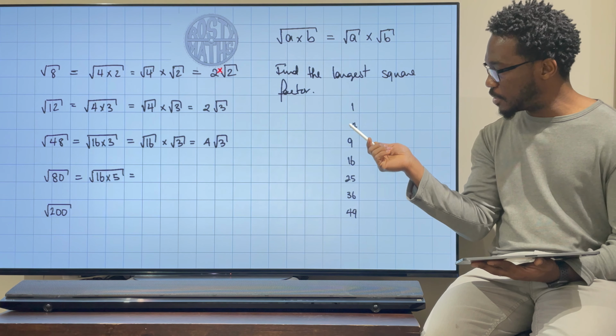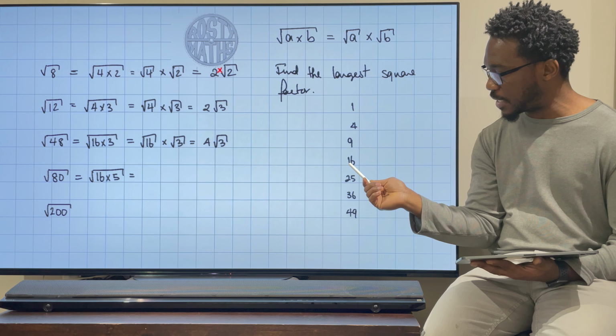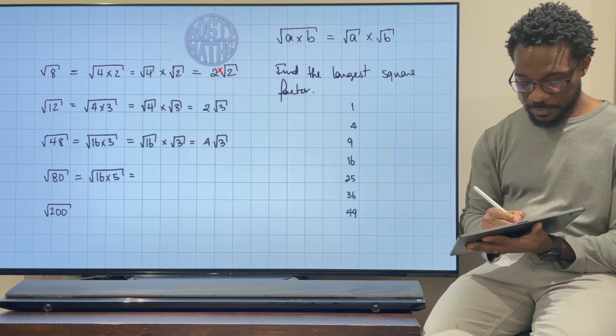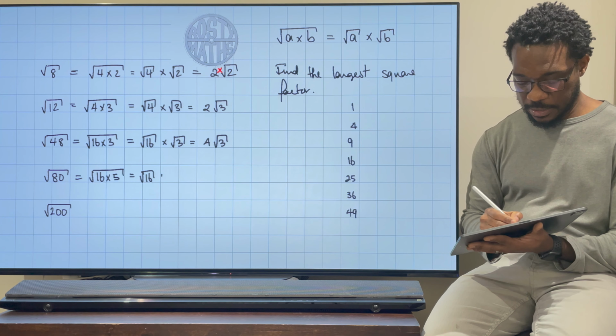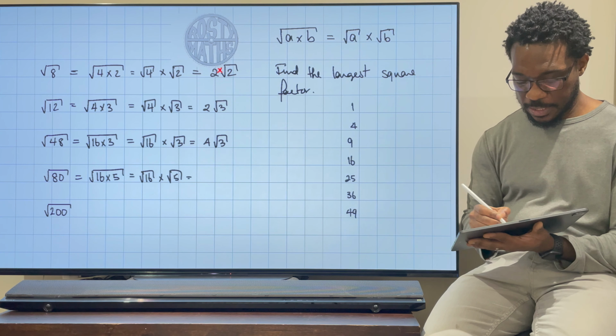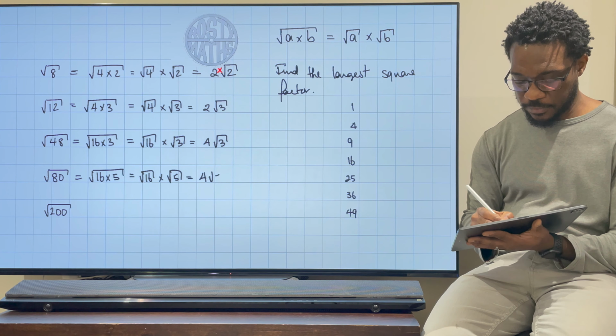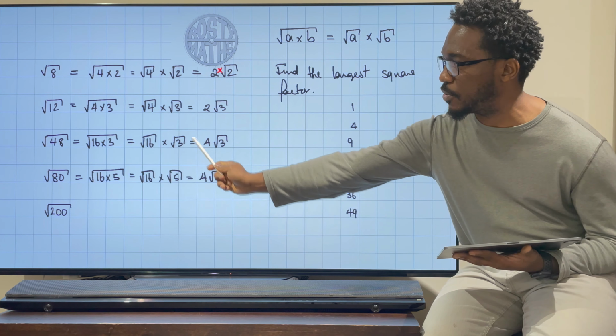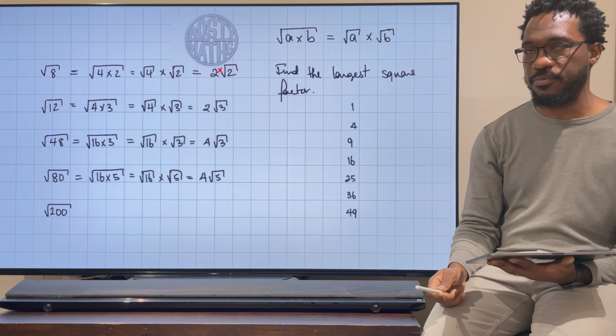So we go down the square numbers. The biggest one that goes into 80 is 16. So 16 times 5. So square root of 16 times square root of 5. And that is 4 root 5 there. All right, so no need to work it out again because we already know the square root of 16 is 4. We've seen it before.